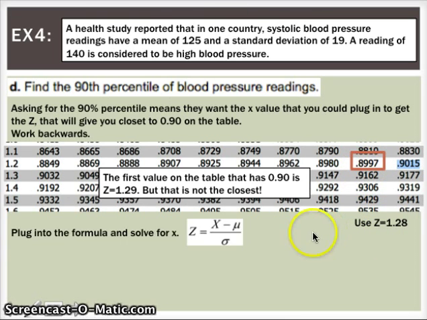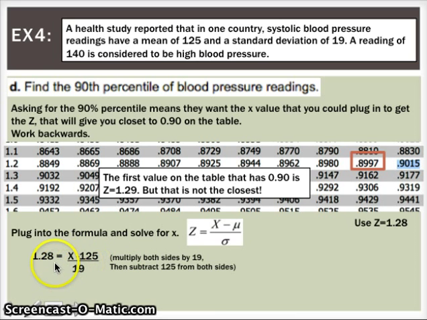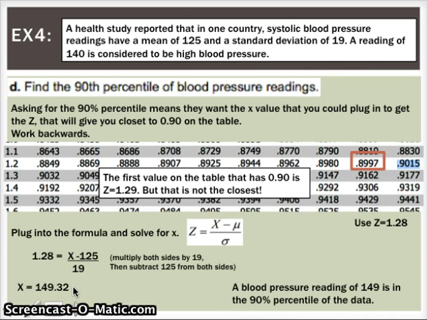So we plug into the formula. We already know our z. We don't know our x, but we know our mean and our standard deviation. So when we plug into the formula, we're able to solve for x. To solve for x, we simply need to multiply both sides by 19, then add 125 to the other side, and we're going to get for our answer that x is 149. So that means that a blood pressure reading of 149 is in the 90th percentile of the data.